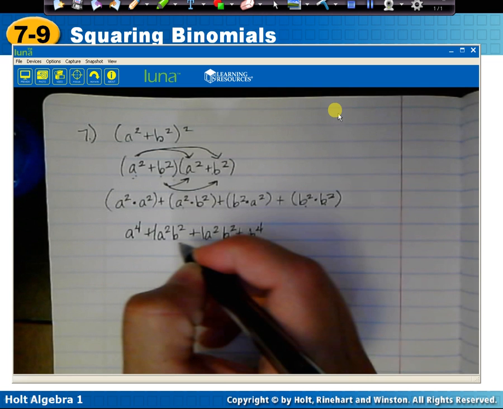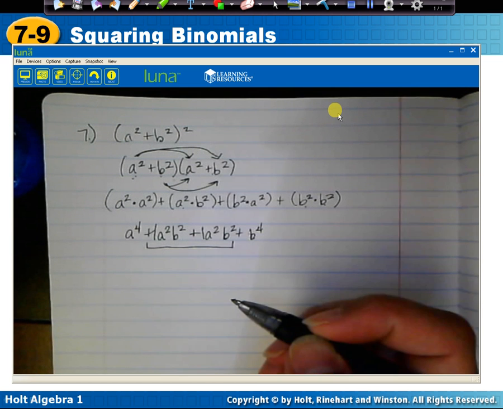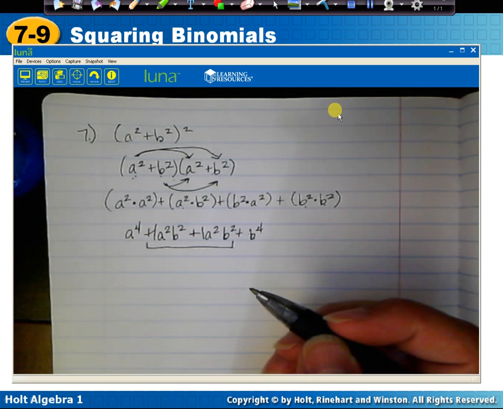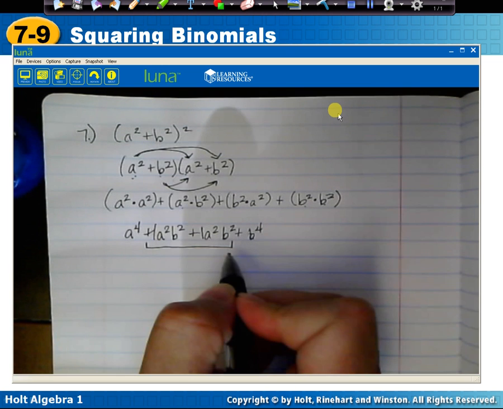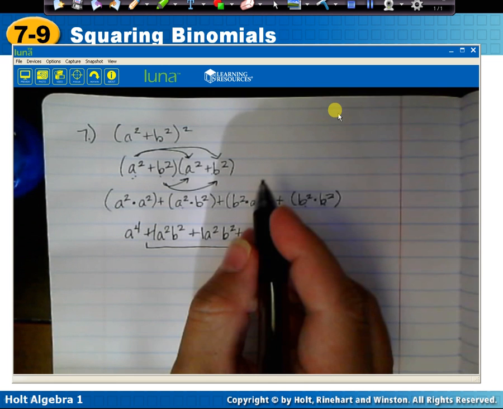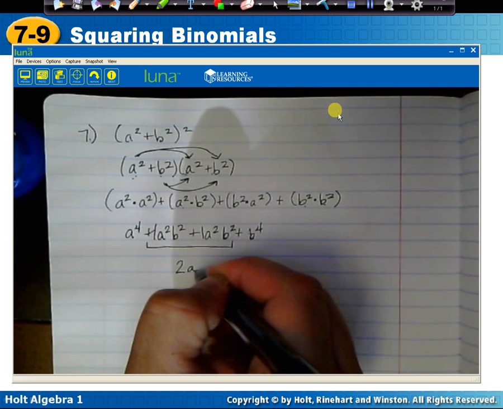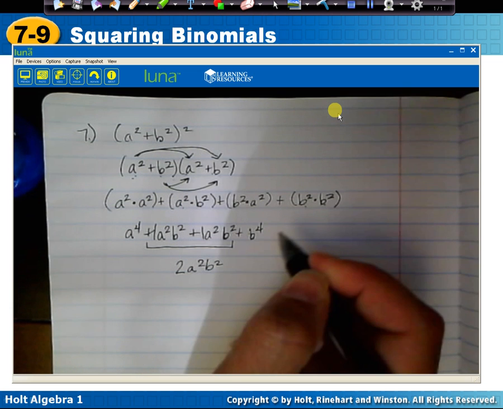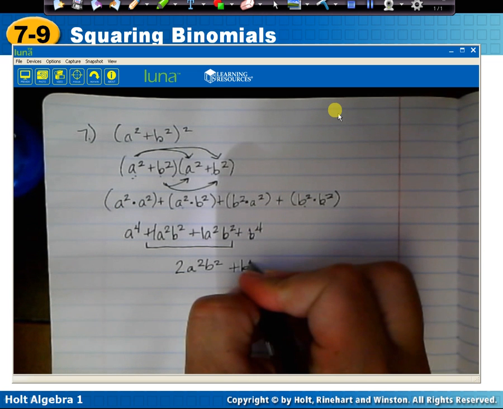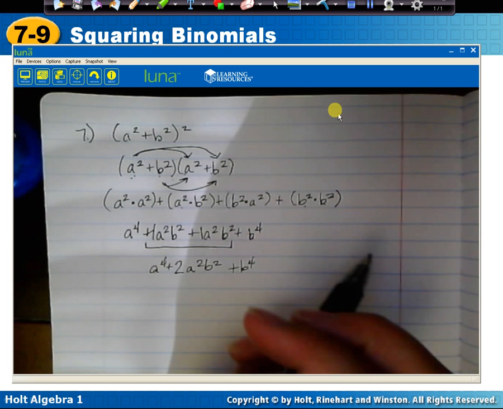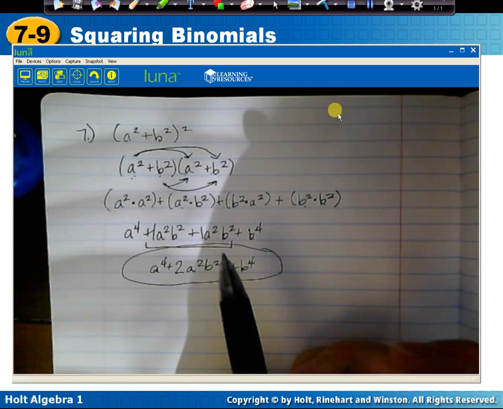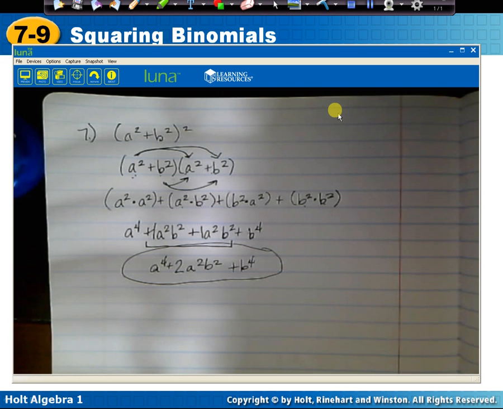So I have some like terms here. Again, I've listed my variables alphabetically, and I can see that a squared b squared is the same term. So I don't just have one a squared b squared, but I have two a squared b squareds, and I simply write that as saying 2 a squared b squared. Then I'm going to bring down my b to the fourth, bring down my a to the fourth, and my plus signs, and it's a done deal. That's my final answer. Make sure you get that down before we look at the other method.